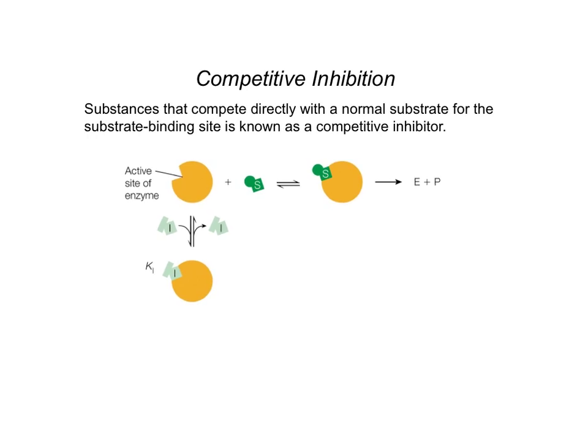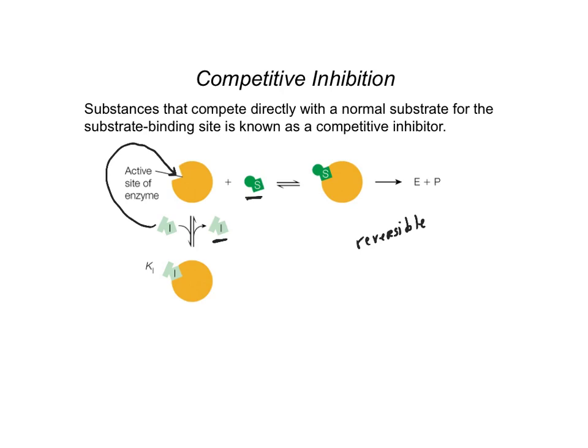Okay, so in competitive inhibition, we are going to have an inhibitor. That inhibitor is going to come in, and it is going to be attracted to the free enzyme. It is going to bind at the active site of the enzyme. So in competitive inhibition, the inhibitor binds to the active site of the enzyme, which makes substrate binding impossible. It is going to bind in what we're going to call a reversible manner. So it binds, but it can also come off. This is not an irreversible type of reaction.